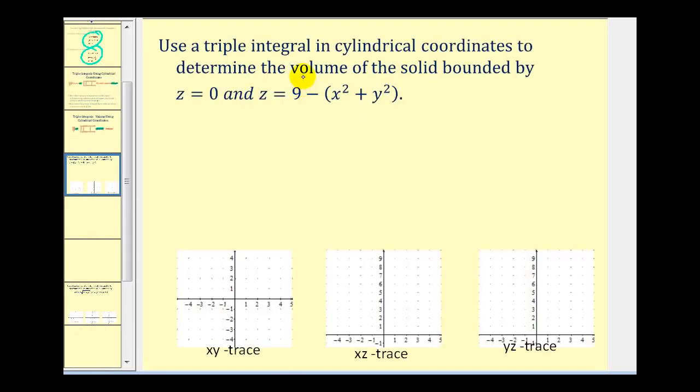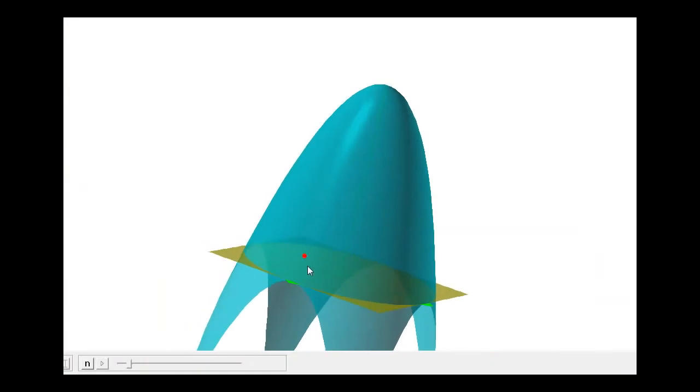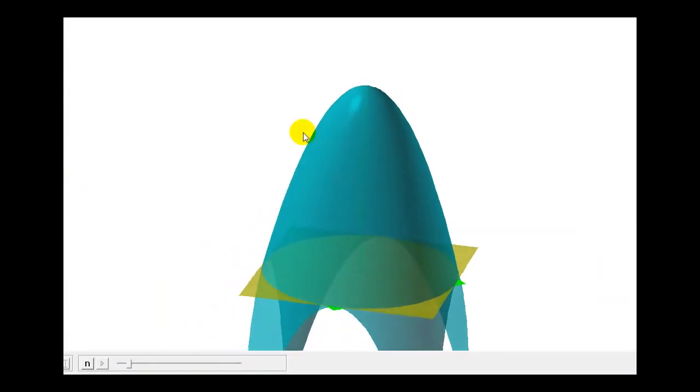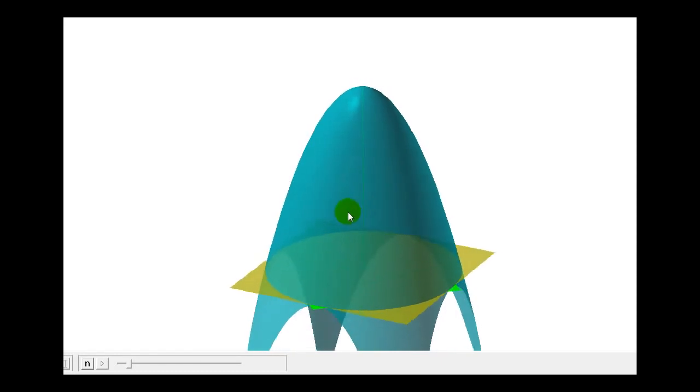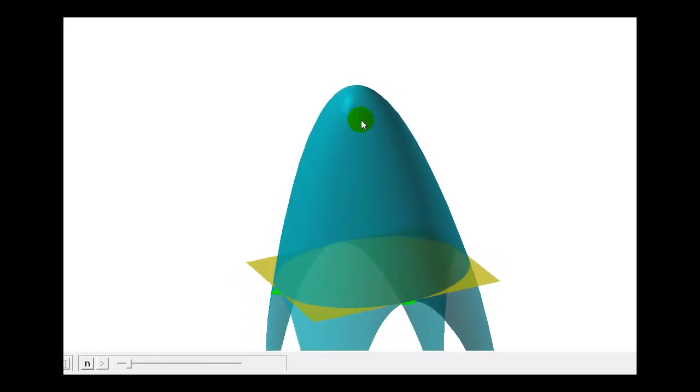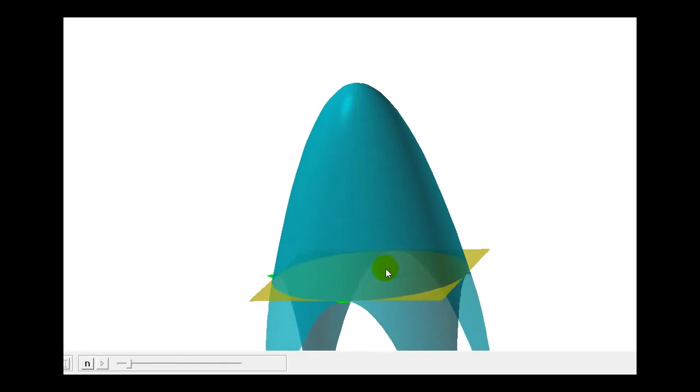Here we want to use a triple integral in cylindrical coordinates to determine the volume of the solid bounded by z equals 0 and z equals 9 minus the quantity x squared plus y squared. Let's take a look at this in 3D first. So here's our graph. We have a paraboloid in blue, and then we have this yellow plane, and our goal is to determine the volume inside the paraboloid above the yellow plane.